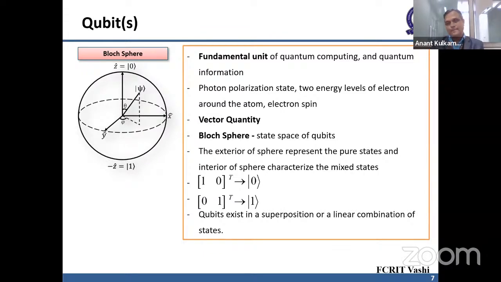Now the qubit can be represented by a vector with angles phi and theta. We are familiar with this phi and theta. Phi is in the xy plane, theta is along the z axis. Now, as I said, 0 and 1 are quantum 0 and quantum 1. How to represent them mathematically? [1 0] transpose or [0 1] transpose. Therefore, we can say that the qubits exist in superposition, or a linear combination of the states. Let us move forward.